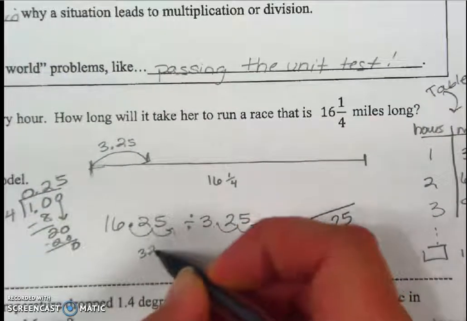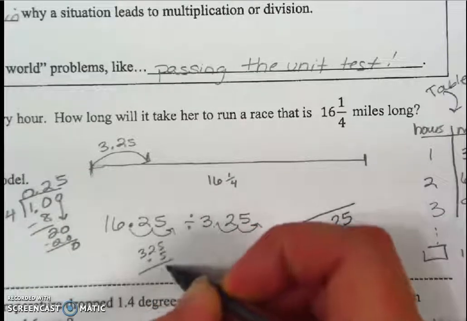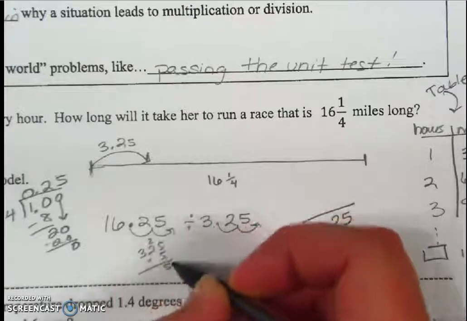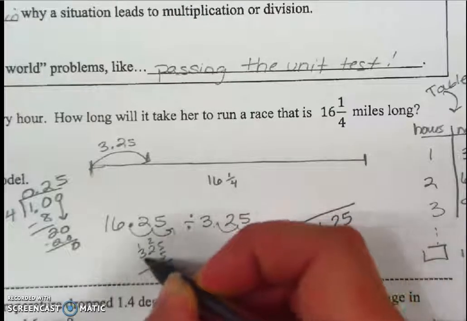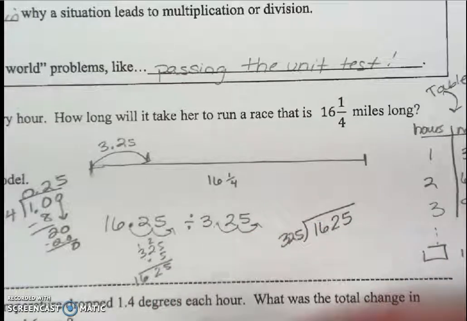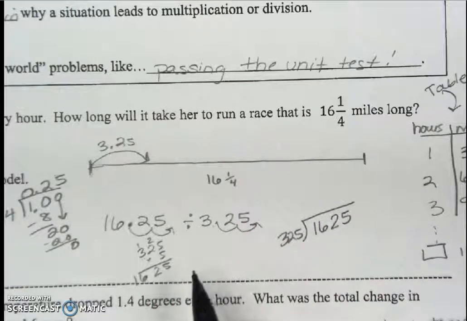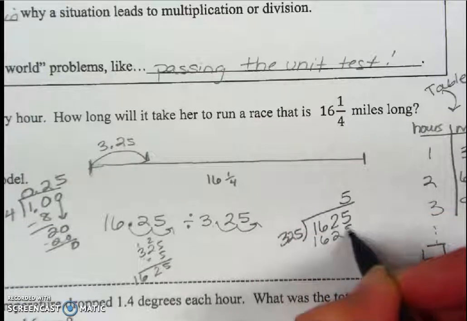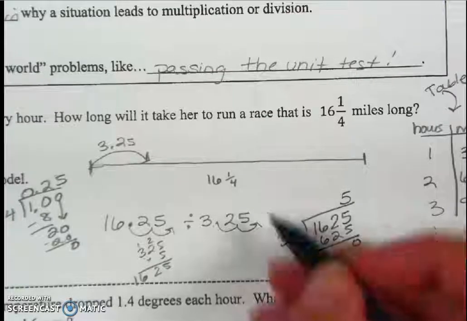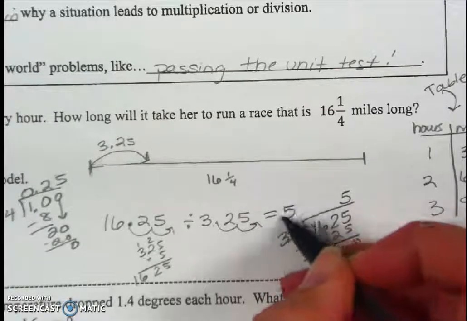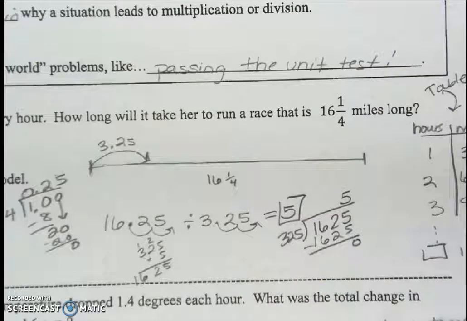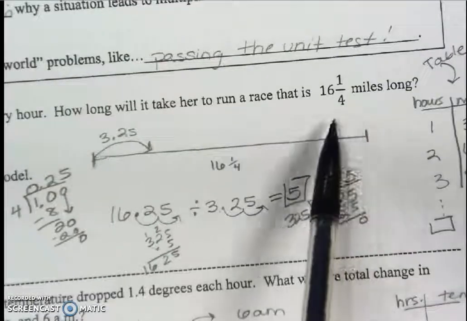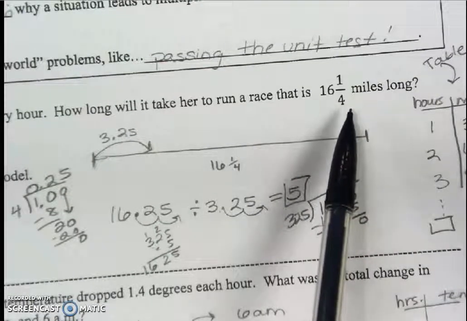325 times 5. That's going to give us 25, carry the 2, that's 10, and 2 more is 12, carry the 1, and 5 times 3 is 15, plus 1 is 16. Hey, that was a pretty good guess. That got us right to 1625, and that was a 5. I'll write the 1625 underneath here, nothing left over, and so that tells me that division is going to result in 5. Well, what does that mean to this problem? That means Dory is going to take 5 hours to run 16 1/4 miles.